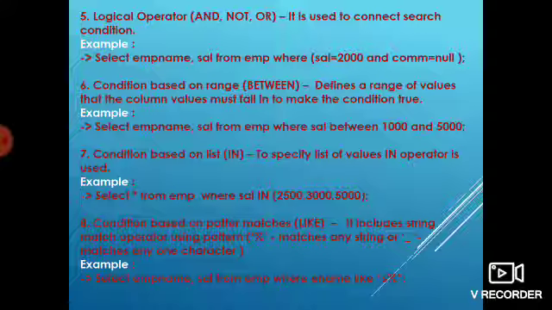Now what is the next condition? The condition is in the list, in the way of listing. If you specifically want to see only these names, at that time we are using IN. Now see the example: select all from employee where salary in 2500, 3000 and 5000. It means you want to see only the persons who are getting 2500, 3000 and 5000.